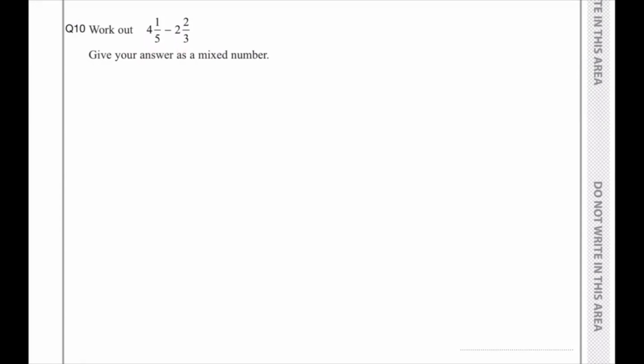To do this, we take the denominator, times it to the whole number, and then we add in the top. So we have got 5 times 4 is 20, plus 1 is 21. So we've got 21 fifths, 21 over 5. Do the same. 3 2s are 6, plus 2 is 8. So we've got 8 thirds, 8 over 3, and it's a takeaway question.